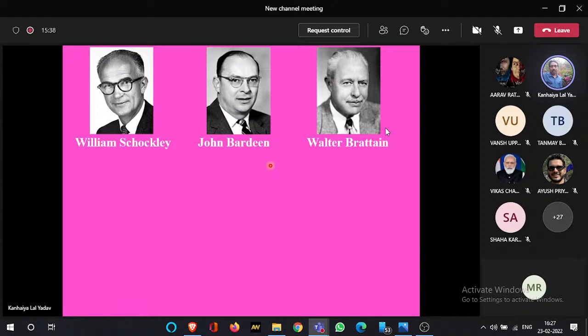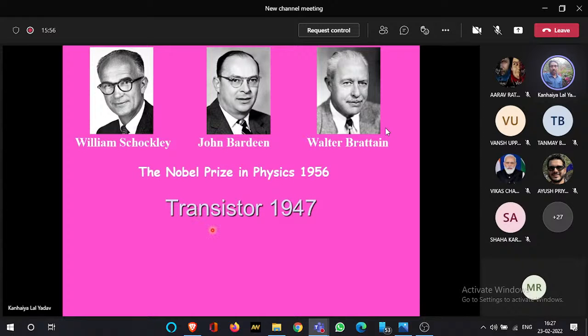If anyone of you have heard it. So their invention was the stepping stone. What was that? Transistor. So they got the Nobel Prize in 1956 for the invention of the transistor in 1947.